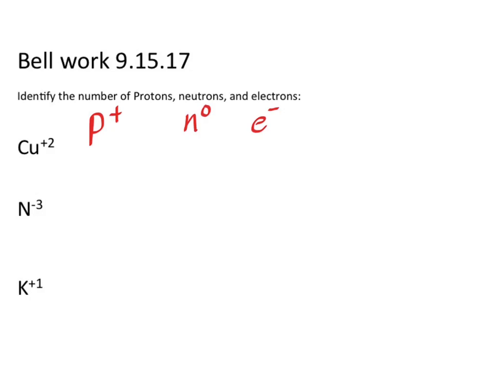So, copper, how many protons do we have in copper? 29, thank you. How many neutrons do we have in copper? 35. So we have 63. We rounded out to 64. So 64 minus 29 gives me 35. And how many electrons do we have?